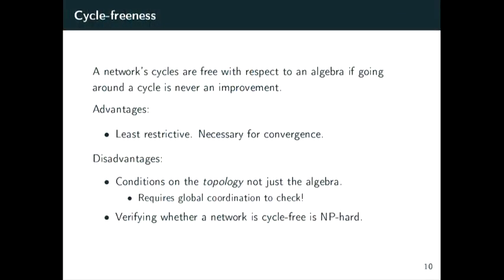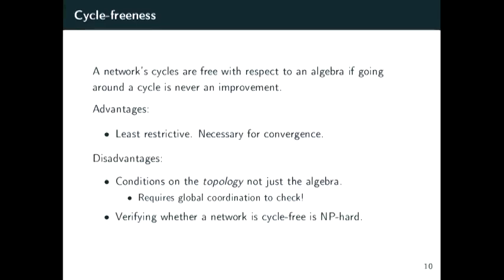On the other end of the spectrum, we have the cycle freeness condition. A network's cycles are free with respect to an algebra if going round a cycle in the network is never an improvement. So in terms of shortest paths, what does this say? It says that there are no negative weight cycles in the network. What are the advantages of this condition? Well, it's the least restrictive possible condition in the sense that it is necessary for convergence. If your network is not algebraically cycle-free, then your protocol is guaranteed to diverge. However, it comes with some quite significant drawbacks.